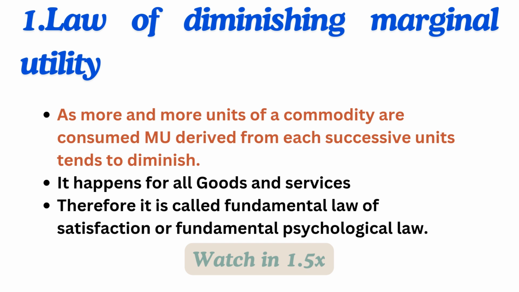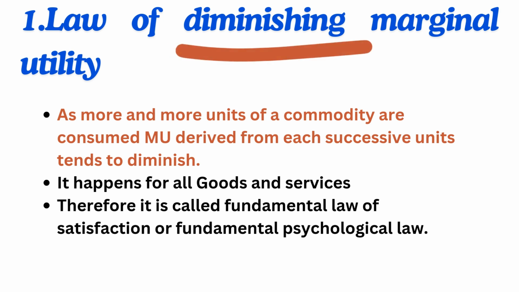So learners, in this law, first focus upon the word diminishing. What does the word diminishing mean? It means declining or reducing. So this law revolves around the concept that the marginal utility declines or reduces. Let's see the formal definition. As more and more units of a commodity are consumed, the marginal utility derived from each successive unit tends to decline.